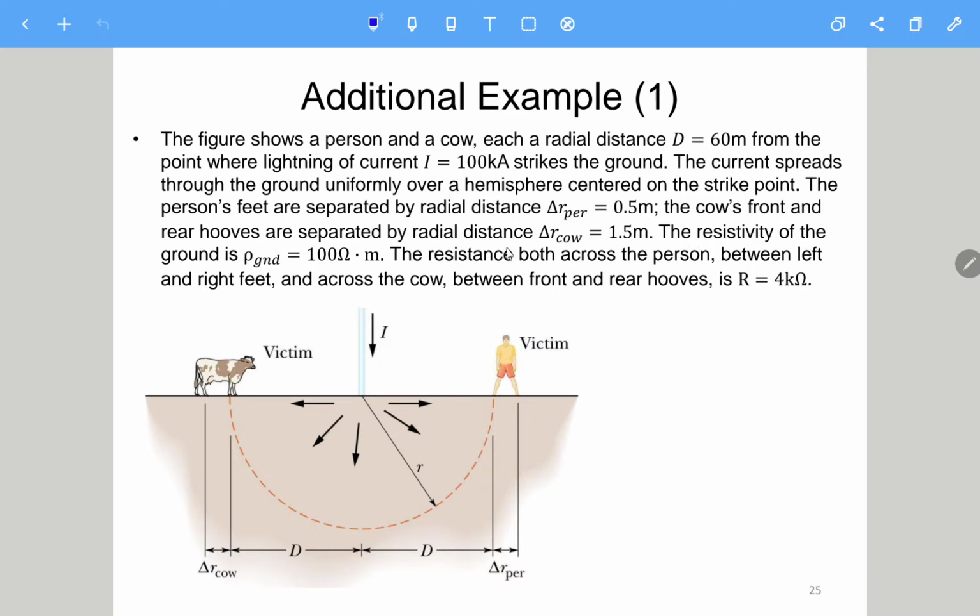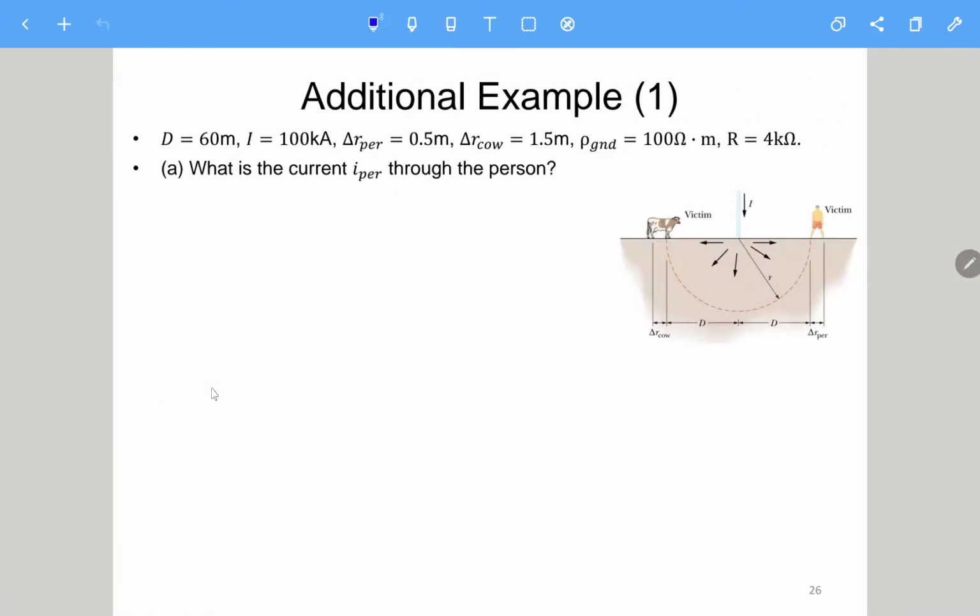So the resistivity of the ground is this number. The resistance both across the person between left and right feet and across the cow between front and rear hoof is R, 4 kilo ohm. We assume this path is 4 kilo ohm, and also this path. So here, what is the current I through the person?